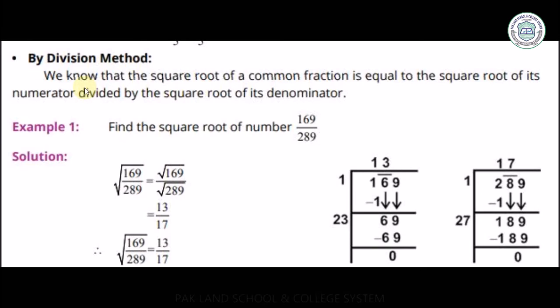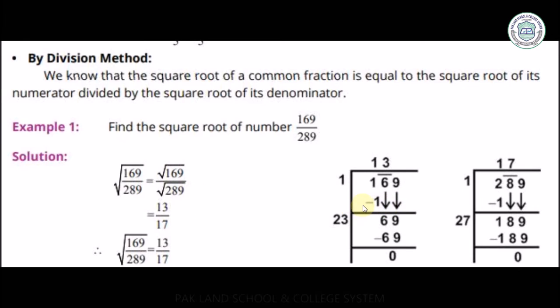By the division method, we know that the square root of a common fraction is equal to the square root of its numerator divided by the square root of its denominator. For example, find the square root of 169 divided by 289. First of all, we take the square root and then separate the square root on numerator and denominator.